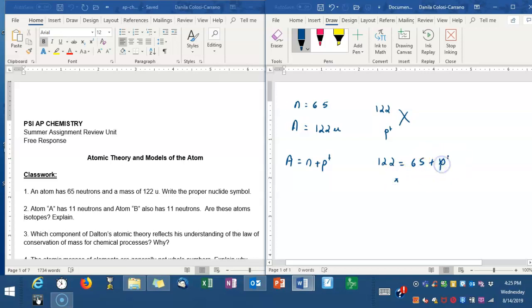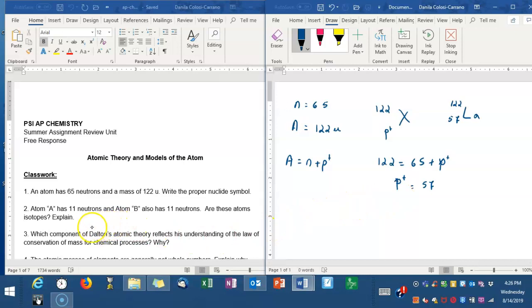Actually, instead of X, let's write protons. I don't want you to mistake that with that X. So the number of protons is 57. So you check your periodic table, you see that 57 corresponds to lanthanum. So your nuclide symbol is lanthanum, and 122 goes there, and the number of protons, which is 57, goes right there. So that's for question number 1.